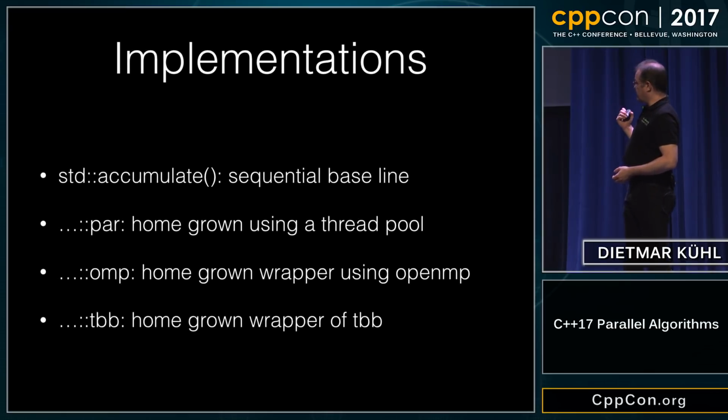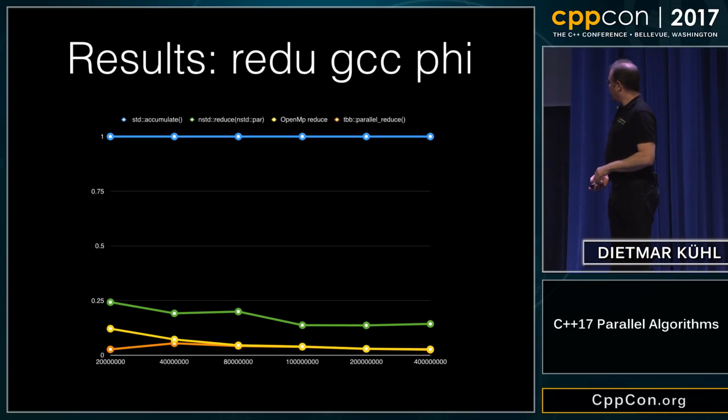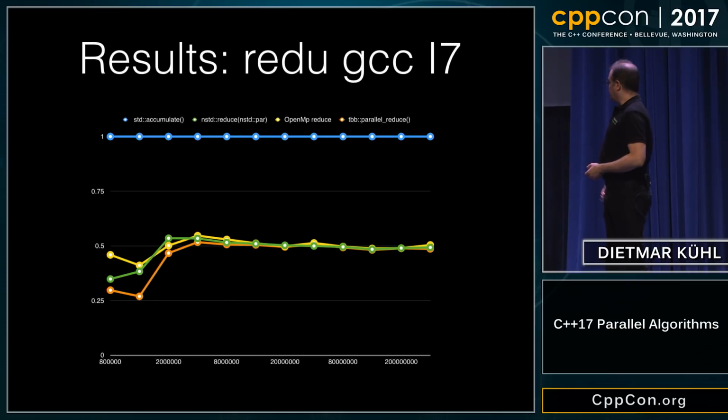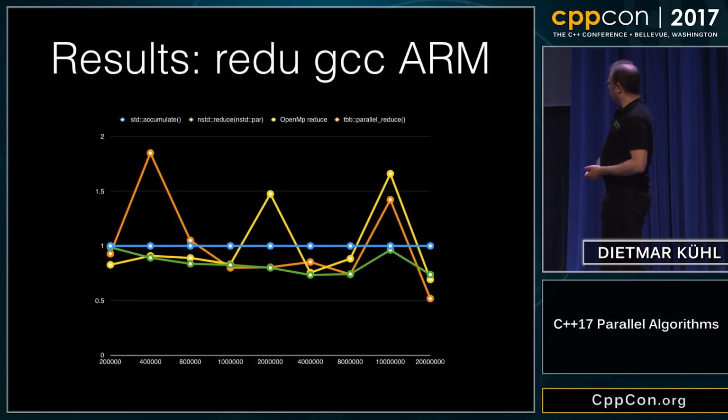I have a number of implementations there, which I tried: accumulate as the benchmark, one using my homegrown thread pool, the OpenMP implementation, which is basically a standard interface around a loop labeled with OMP, and the Thread Building Blocks version. Even for a relatively simple operation, they get a nice speed up. On the desktop machine, not as much, but it still gets faster, and on the Raspberry Pi it's a little bit confused. So all of these things do make sense.